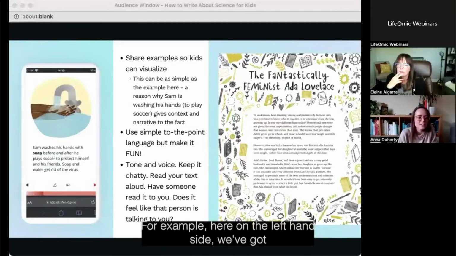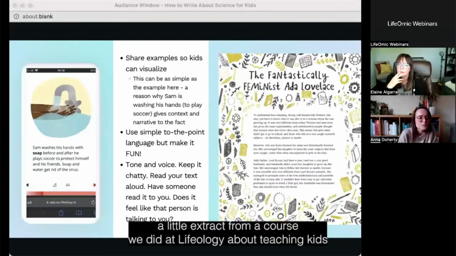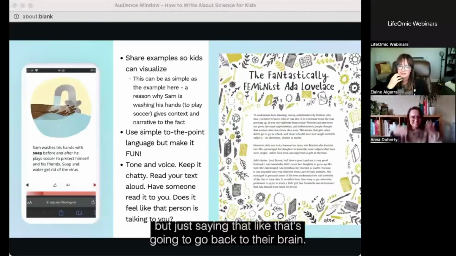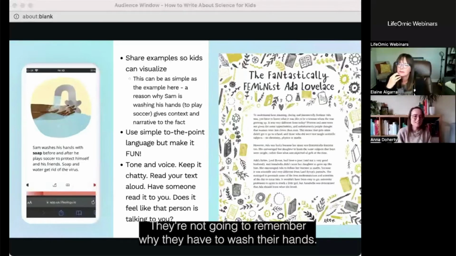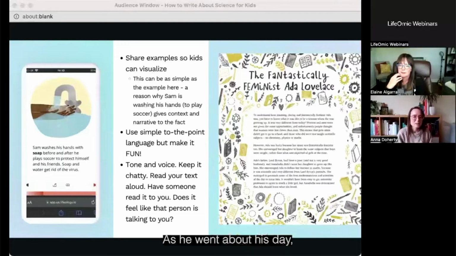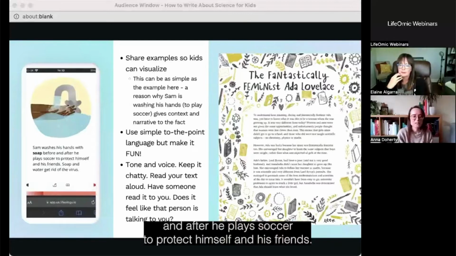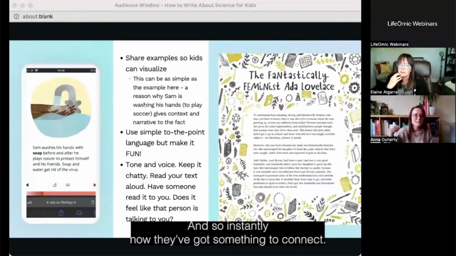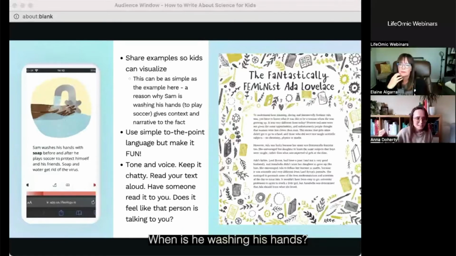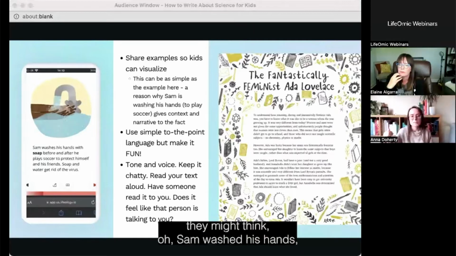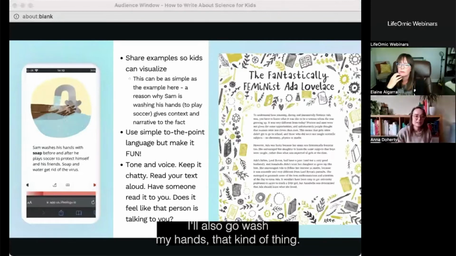For example, here on the left-hand side, we've got a little extract from a course we did at Lifeology about teaching kids about COVID. We wanted to tell them that washing their hands is good, but just saying that is going to go out of their brain. They're not going to remember why they have to wash their hands. But we attached it to this character called Sam as he went about his day. We said Sam has to wash his hands with soap before and after he plays soccer to protect himself and his friends. And so instantly now they've got something to connect. Why is he washing his hands? When is he washing his hands? And if they're going out of the house, they might think, oh, Sam washed his hands, I'll also go wash my hands, that kind of thing.